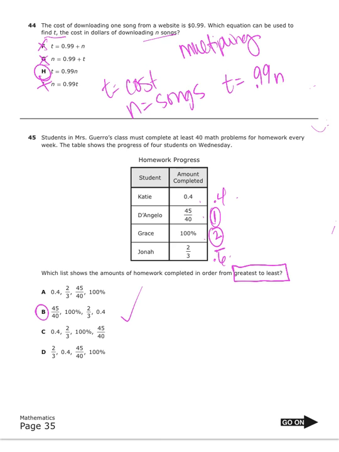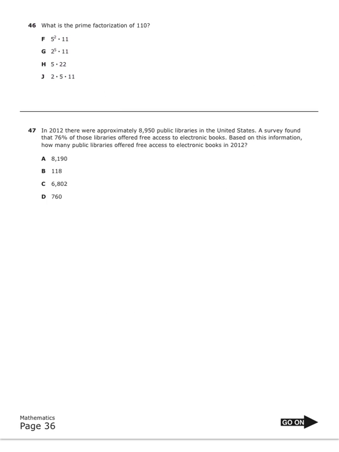That's a freebie. Number 46, what is the prime factorization of 110? Oh, remember prime numbers. Prime numbers have 2 factors, 1 and itself. First thing, let's see if we can automatically mark anything off. Oh yeah, right here.